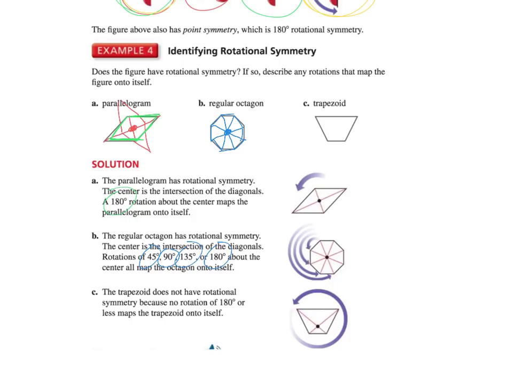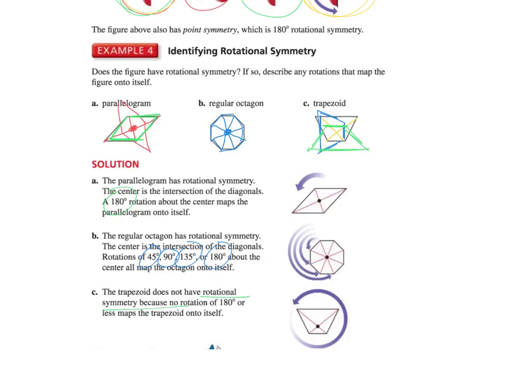Then we have the trapezoid. This one's a little tricky. If I rotate it, say 90 degrees, it's going to look something like this. If I rotate it 180 degrees, it's going to look like this. Does it overlap with itself? No. So we stop at 180 degrees. We don't rotate it anymore after that. So it does not have rotational symmetry in this case.